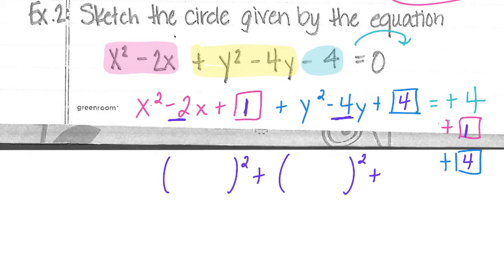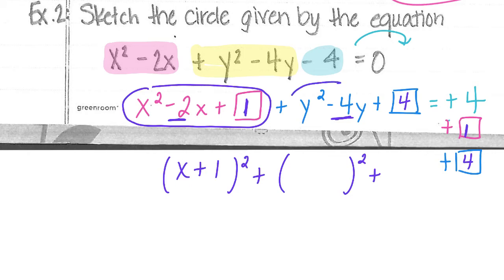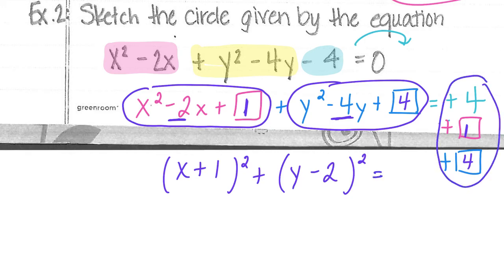So we know that x squared minus 2x plus 1 is a perfect square of x plus 1, x plus 1. But notice I show that to the second power. We also know that y squared minus 4y plus 4 is y minus 2, y minus 2. But I show that to the second power as well. And 4 plus 1 plus 4 is going to give me my radius squared.